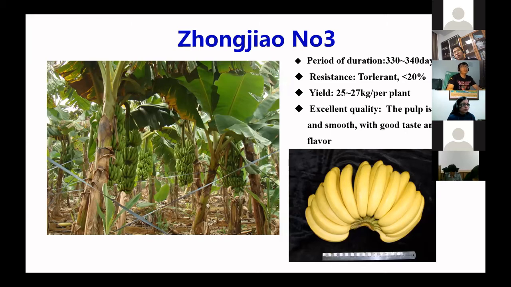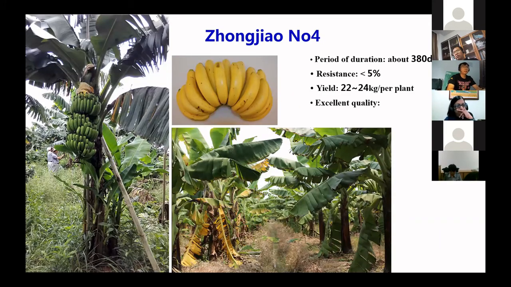For example, this is the Zhongjiao number 3. Actually, this is a Torrance variety. It has a good bunch and good taste, and the resistance is maybe around 20 or 30. The taste is good. This is the Zhongjiao number 4. This clone is very highly resistant to TR4. In the field, the infection rate is just around 5%.